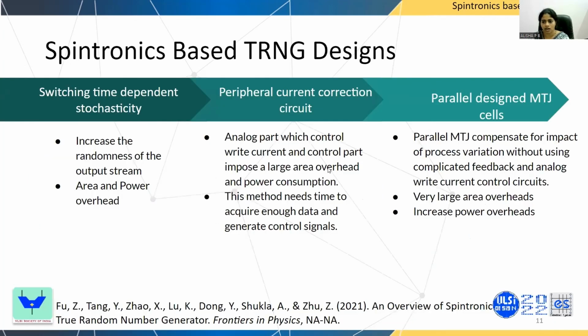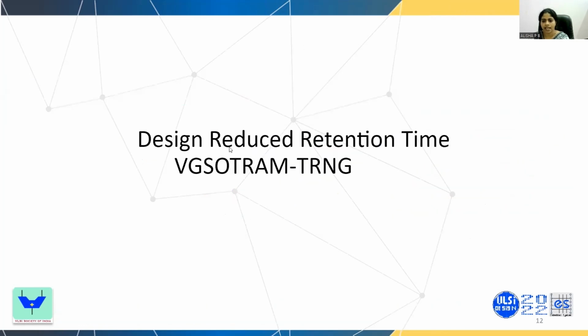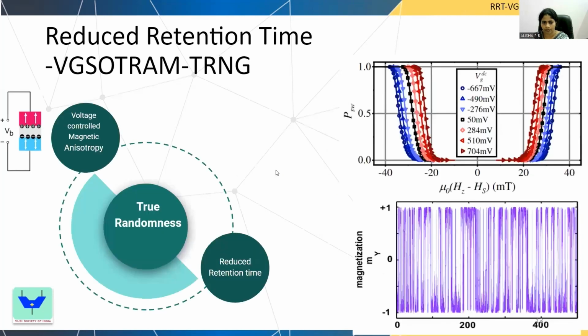But these technologies have high area and power overhead and also a very complex process, and also much time and delay is required. So we need an efficient design which has high throughput and high energy efficiency. So we design a reduced retention time VGSOT TRNG. Here we combine the effect of voltage controlled magnetic anisotropy and reduced retention time.